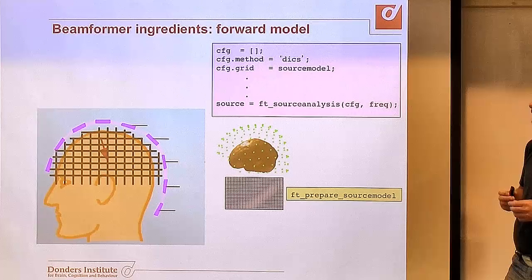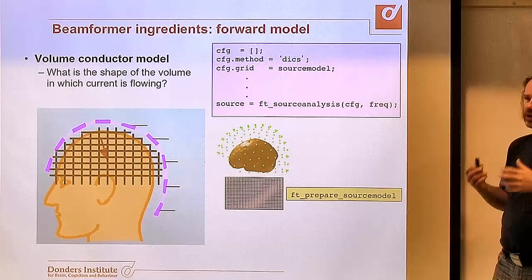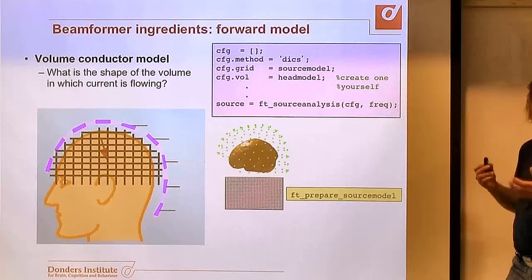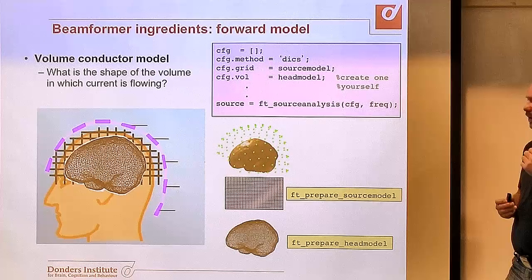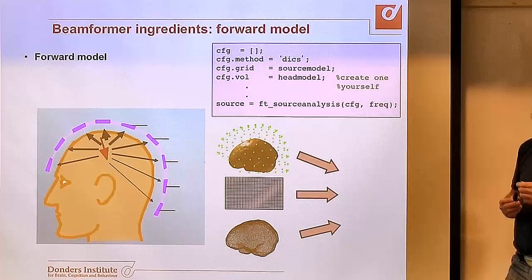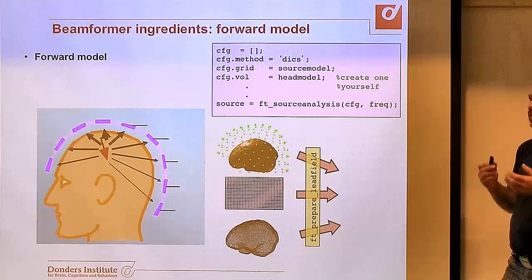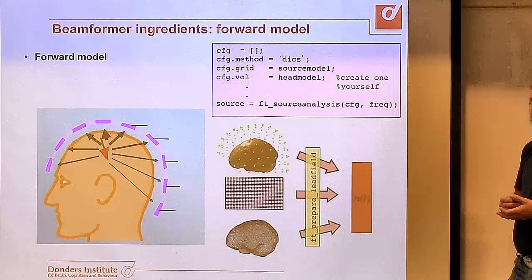Then we have the volume conductor model. What's the shape of the volume in which the volume currents are flowing, which is specified in cfg.vol. That's the head model, the volume conduction model of the head. That is one that you definitely have to create yourself, using ft_prepare_headmodel. That basically gives us all the ingredients that we need for the forward model. Then we combine these ingredients using ft_prepare_leadfield to compute the lead fields for each of the source points, which is the H matrix.